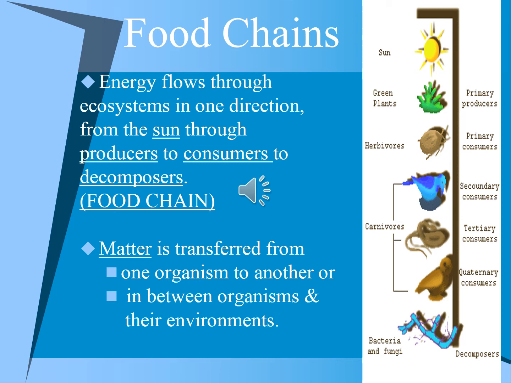chain. It's going from sun to the producer, which is the green plant, to the herbivore, which is the primary consumer, which is a bug, and then the bird eats the bug, which is the secondary consumer, so the energy is going from the bug to the bird. Then the bird's energy goes to the snake, and then the snake goes to the hawk, and then eventually when the hawk dies, it goes to the decomposer.